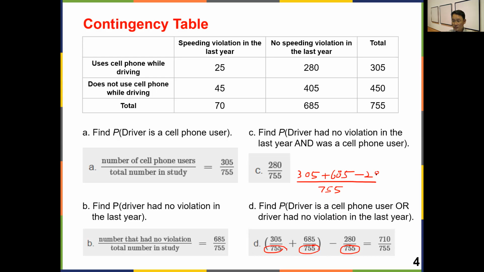minus 280, right? Why is it minus? Because that's minus right there, right? Because that's minus, this is minus. So if you just type it up, 305 plus 685 minus 280, then what you get is 710. On the bottom, 755, just like that, right? Just like that. So this is a typical contingency table type of question, right?